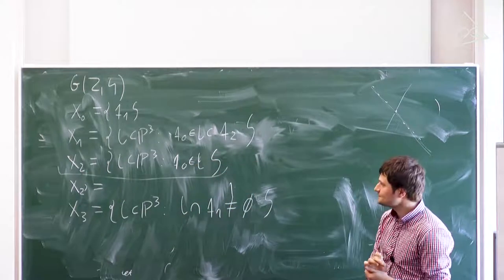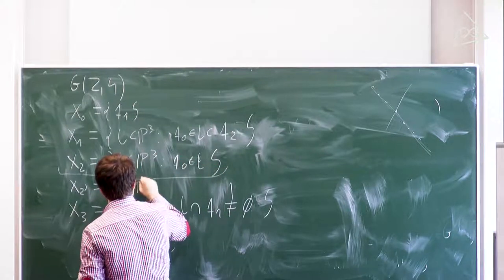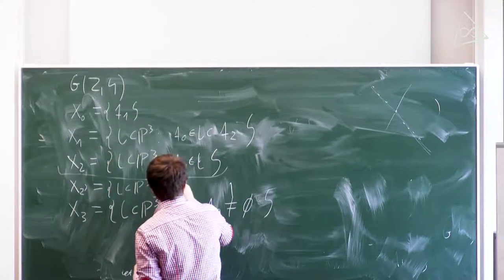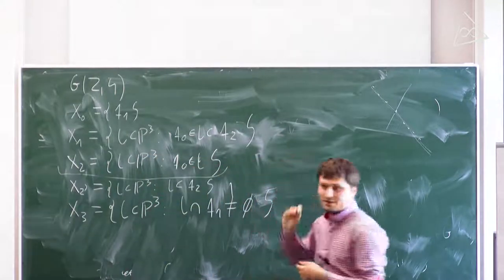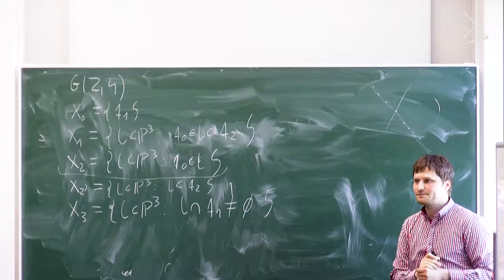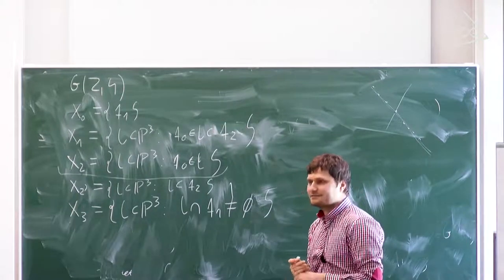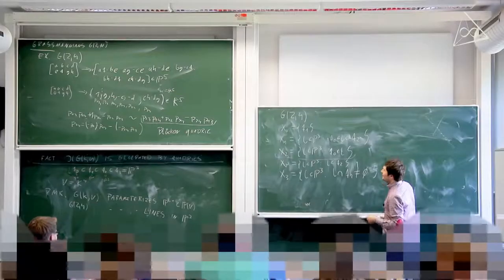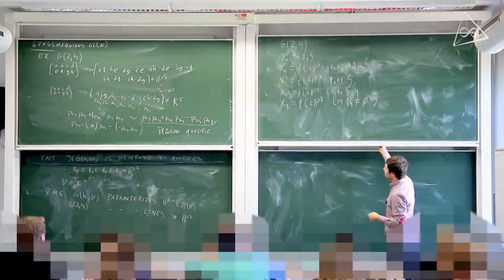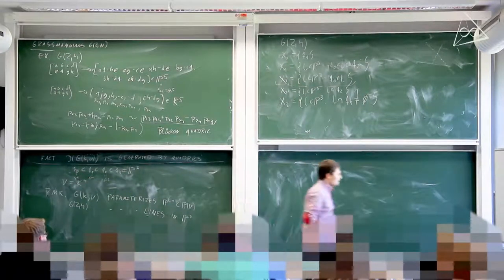Anything else? Contained in F2. Contained in F2, that's very good. That's also two-dimensional. So okay, G2,3. Yes, by your formula it is. Yes, that's one way to compute it. We will have a very good understanding of those in, let's say, 10 minutes.